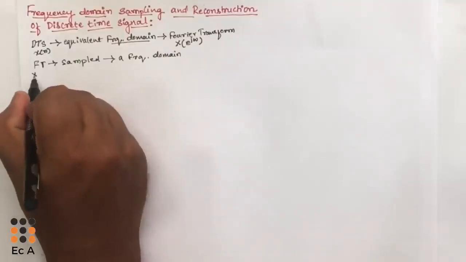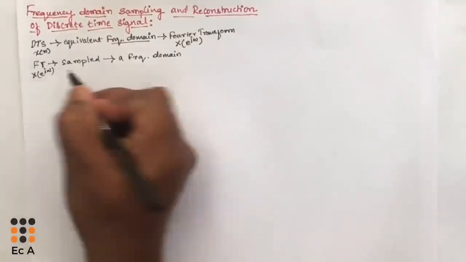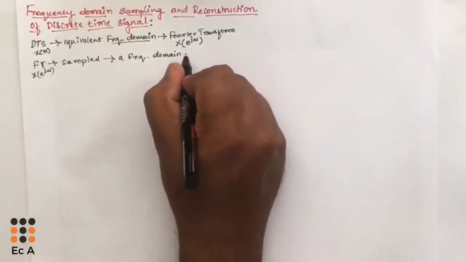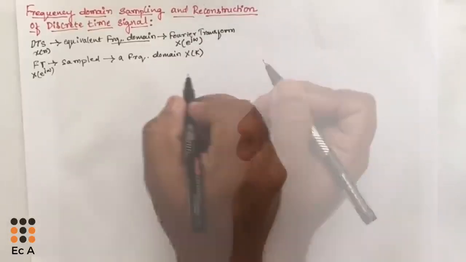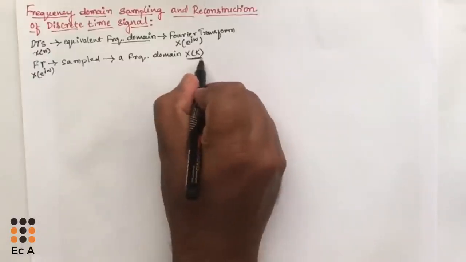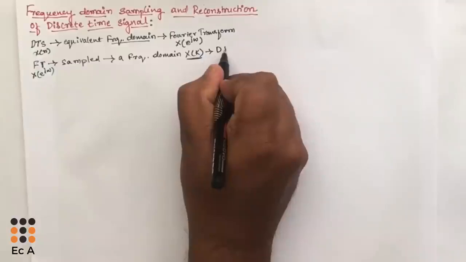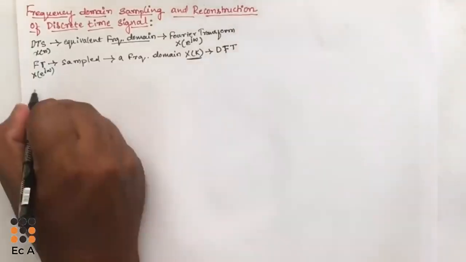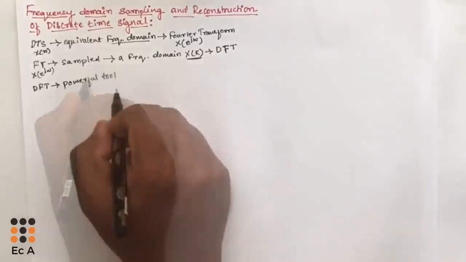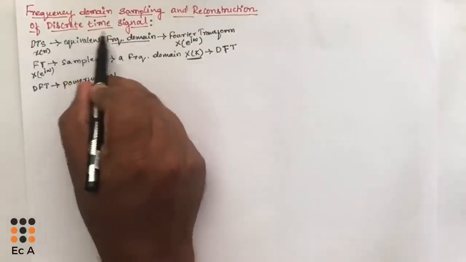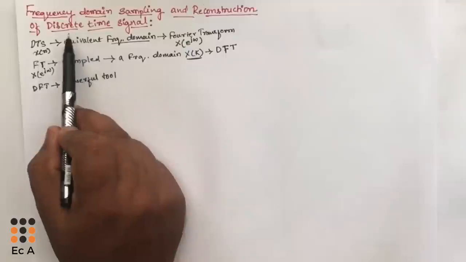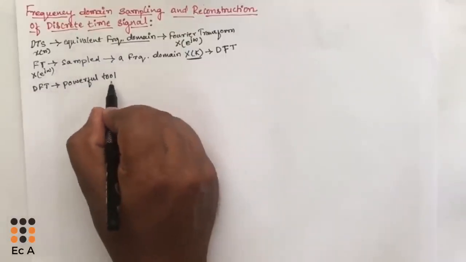So Fourier transform X of e to the power of j omega is sampled to obtain a frequency domain sequence X of k. This sequence is known as discrete Fourier transform. This discrete Fourier transform is a powerful tool to perform the frequency analysis of a discrete time signal. Hence we will go with DFT to perform the frequency analysis of a discrete time signal.